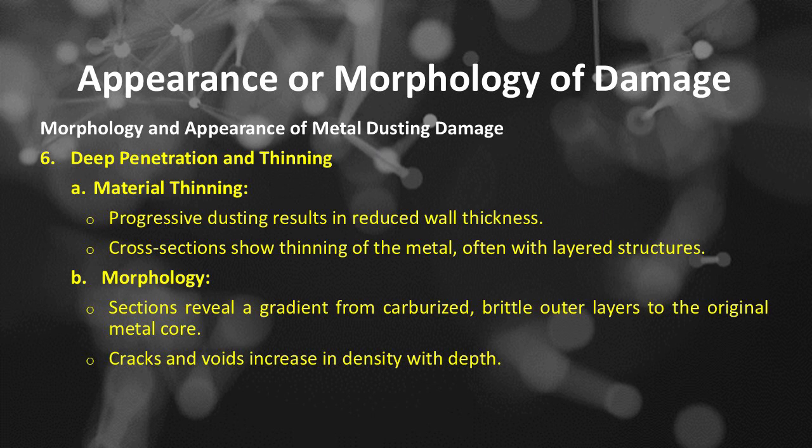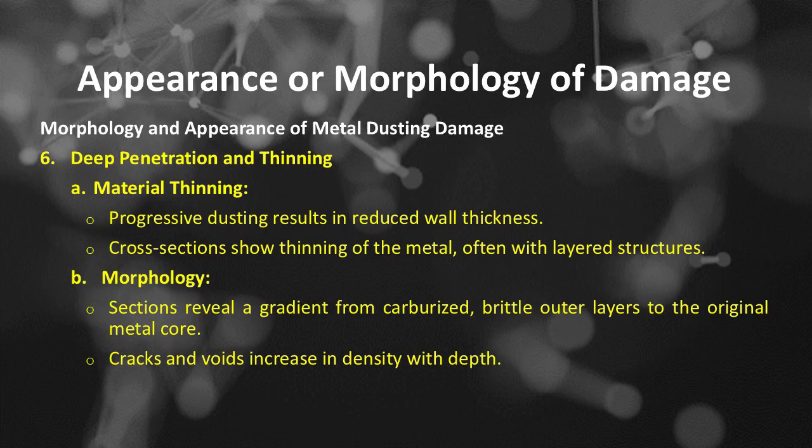Number 6 of morphology and appearance of metal dusting damage is deep penetration and thinning. Number A. Material thinning includes progressive dusting resulting in reduced wall thickness. Cross-sections show thinning of the metal, often with layered structures. Number B. Morphology, such as sections revealing a gradient from carbonized, brittle outer layers to the original metal core.